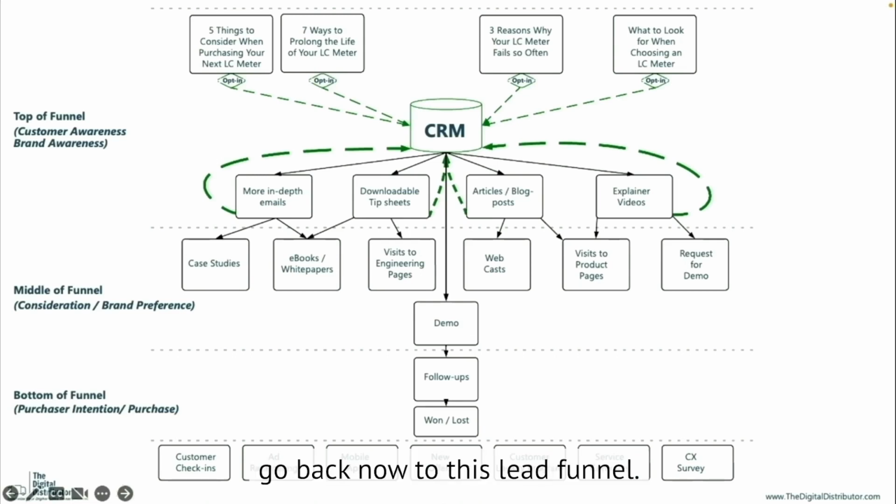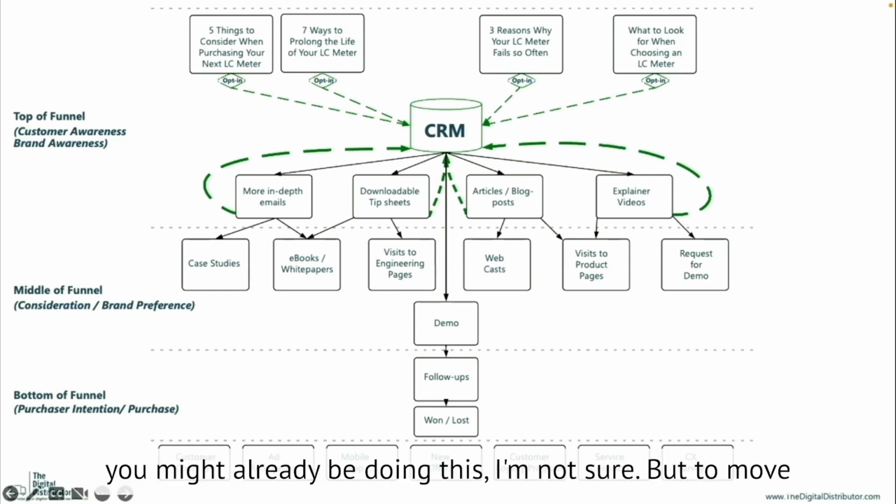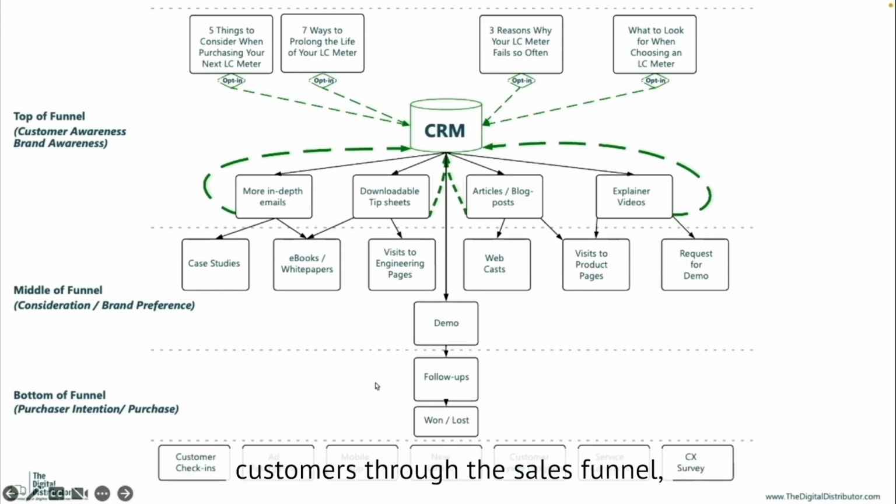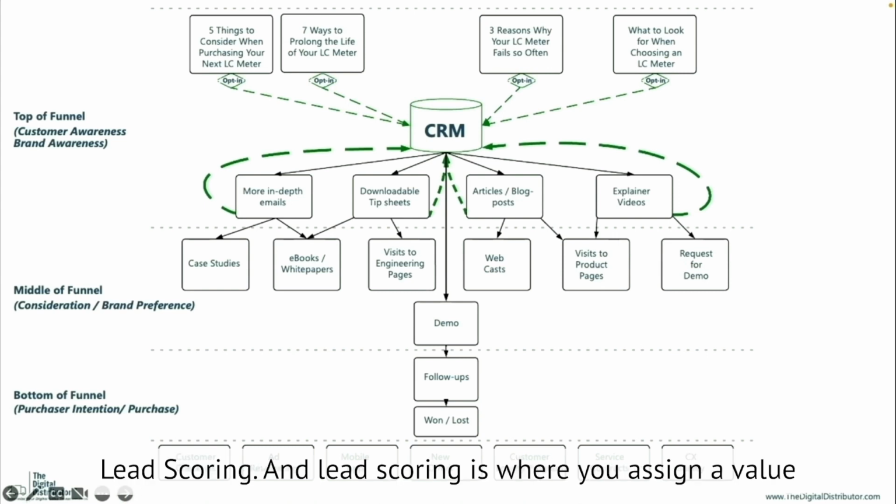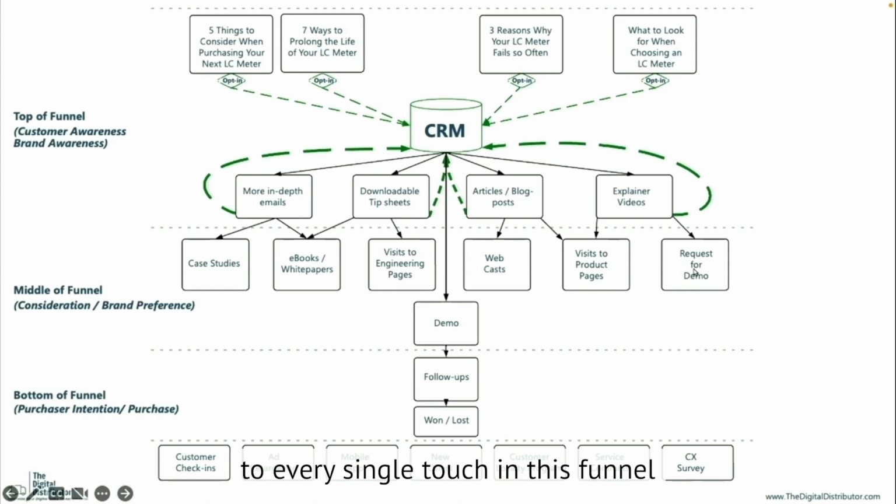Let's go back now to this lead funnel. And I want to explain how customers actually move through it. And the guys that are using HubSpot, you might already be doing this, I'm not sure. But to move customers through the sales funnel, we have to use something called lead scoring. Lead scoring is where you assign a value to every single touch in this funnel. Each one gets a value assigned to it. It's either going to be a plus or a minus.